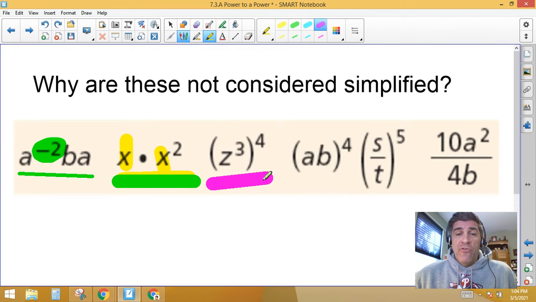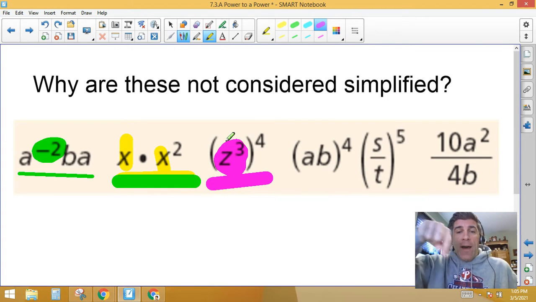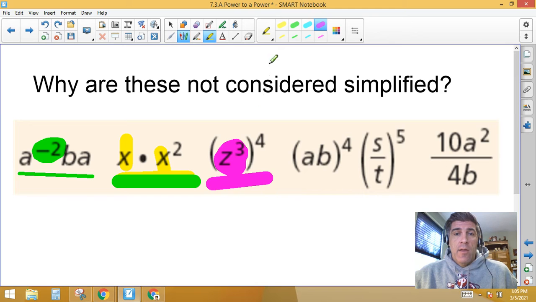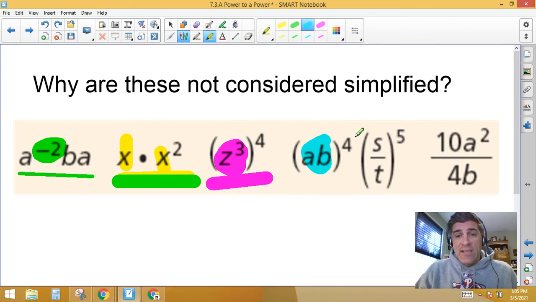This is what a power to a power is. When we have our original power, z cubed, and it's raised to another exponent, we call that a power to a power. This one here, going down on the list, this is a product, a times b, to a power. We're going to learn how to simplify that in our next lesson. This last one, this is a quotient because I am dividing s by t and then putting it to the fifth power.